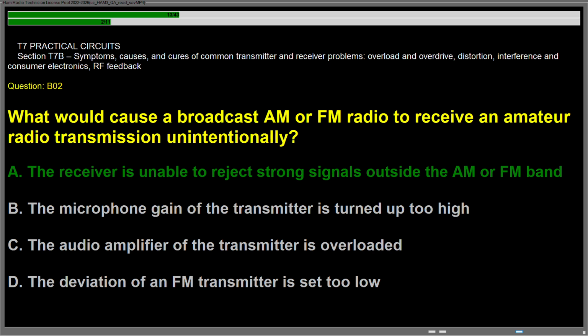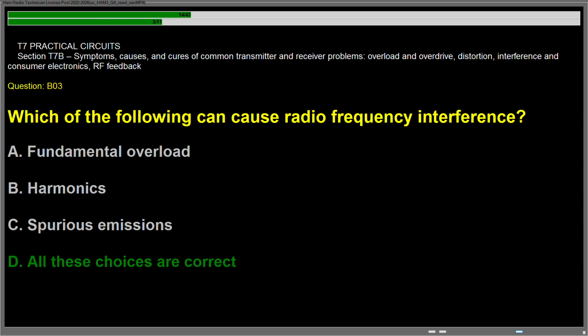Question Bravo 02, what would cause a broadcast AM or FM radio to receive an amateur radio transmission unintentionally? Answer is A, the receiver is unable to reject strong signals outside the AM or FM band. Question Bravo 03, which of the following can cause radio frequency interference? Answer is D, all these choices are correct.